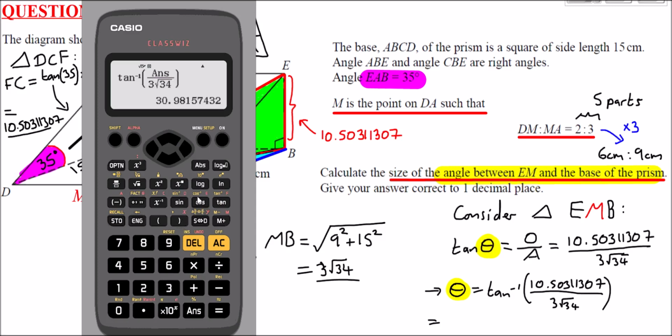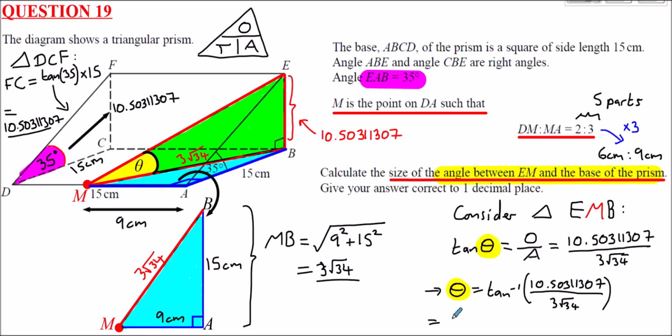I get 30.98157. If I rounded this to one decimal place, that 9 would actually round up, from 30.9 to 31.0. So it's important that I include this 0 as well, because that shows it's not just 31 to the nearest degree, it's 31.0. We've done it to the nearest 10th of a degree. So that's question 19 done. Now we can move on to the last question of the entire paper.